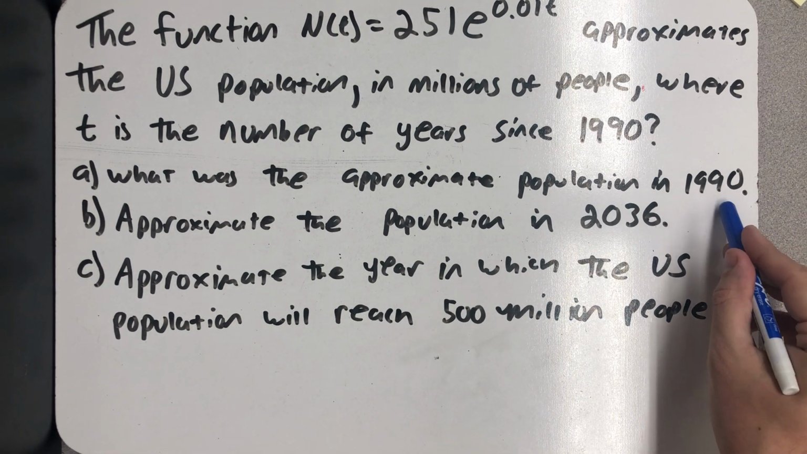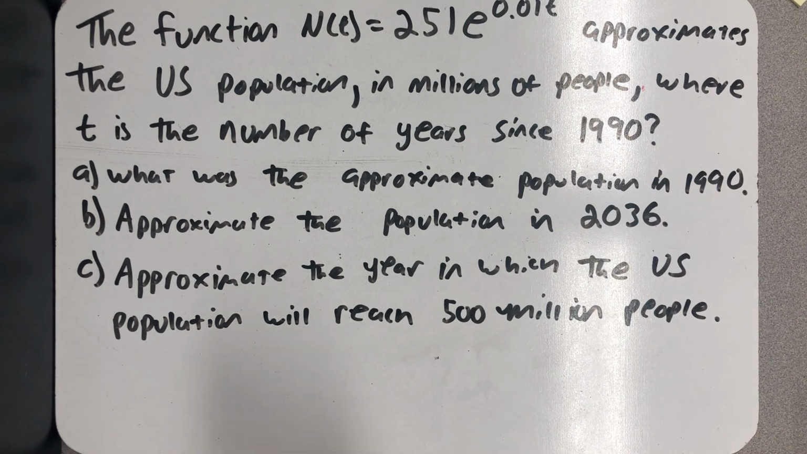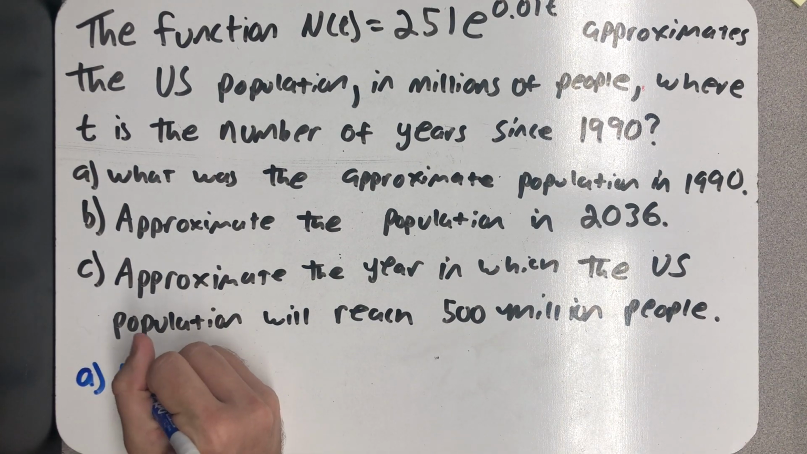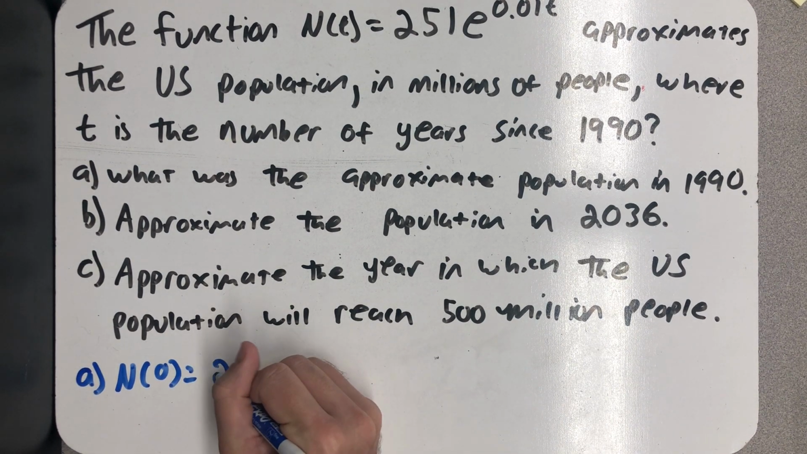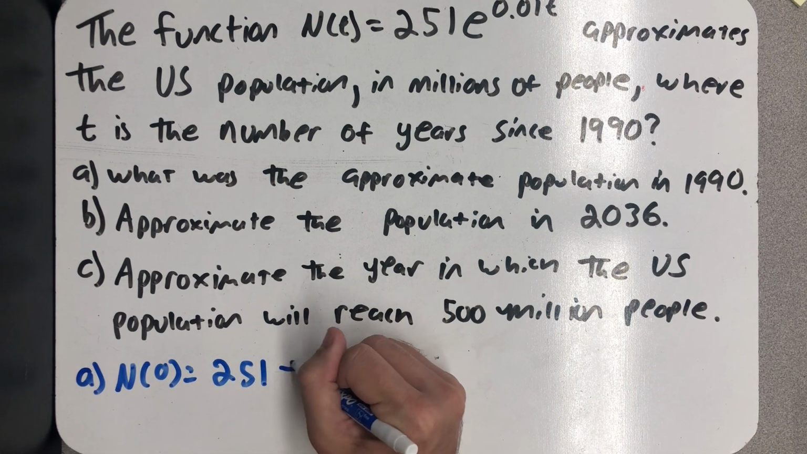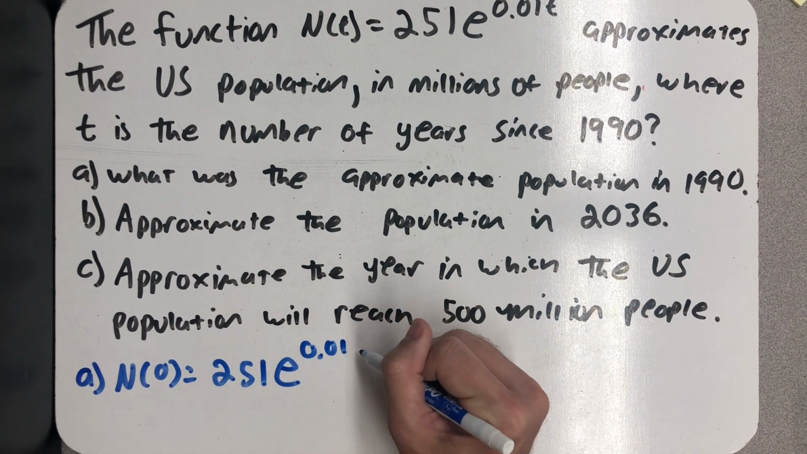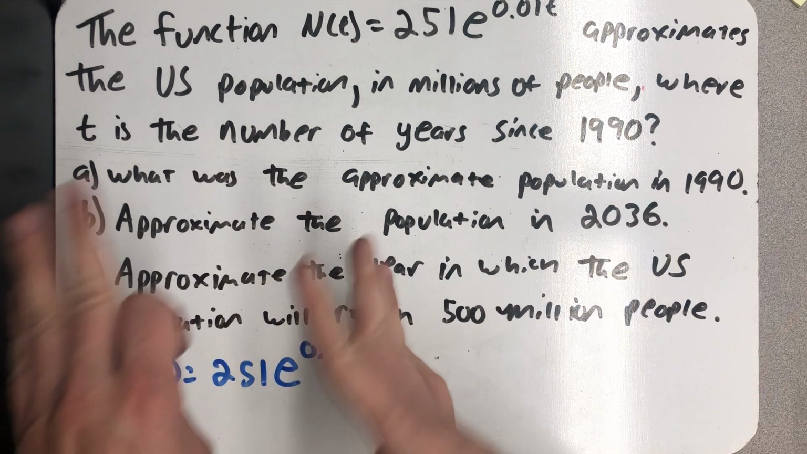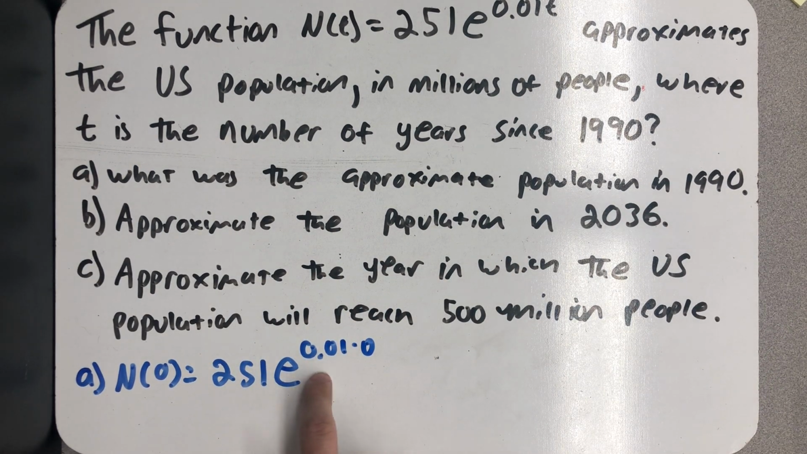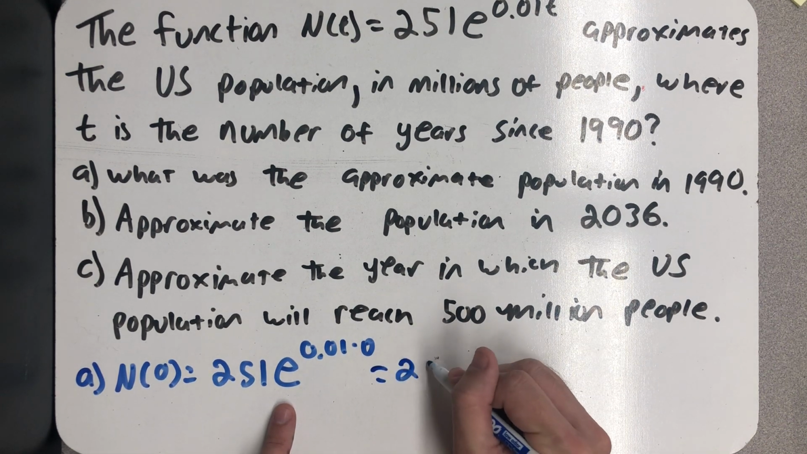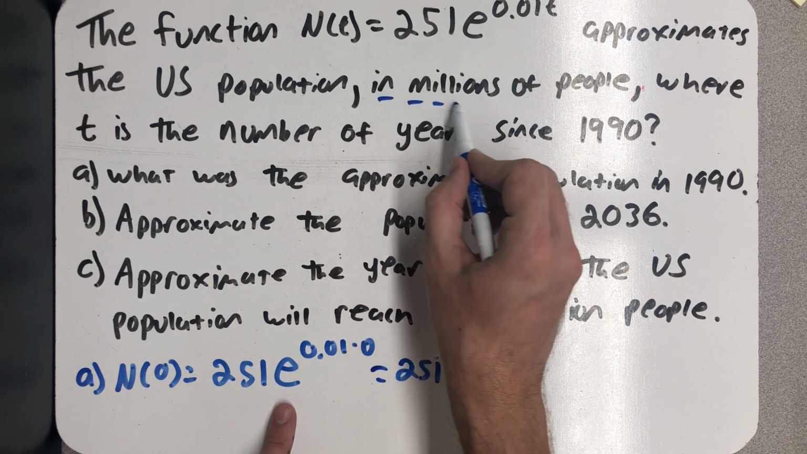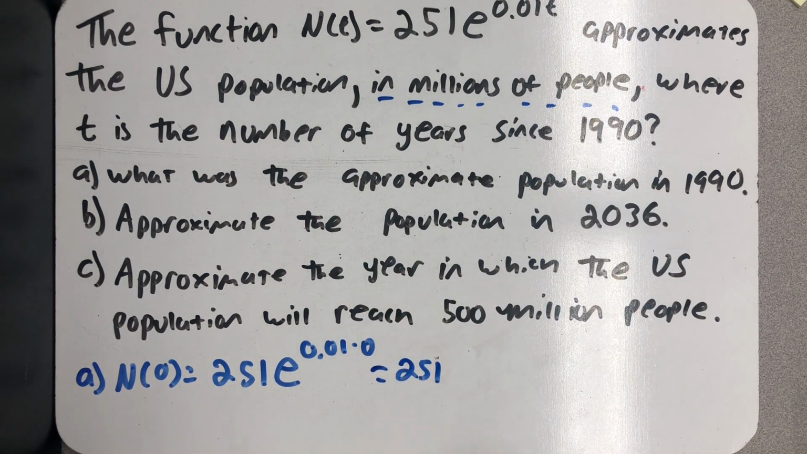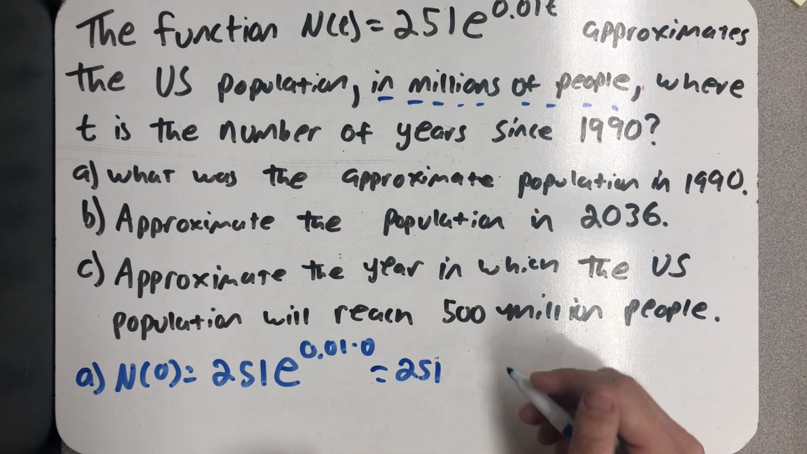Well, 1990 is 0 years since 1990, so for part A, we're just evaluating N of 0, which would be 251 times e to the 0.01 times 0. Now, if you just reach for your calculator, put it down. 0.01 times 0 is 0. A number raised to the 0 power is 1. This is 251, and I need to remember that this is in millions of people. So the United States population in 1990 was approximately 251 million people.